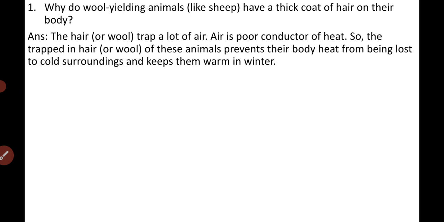The air trapped in the hair of these animals prevents their body heat from being lost to the cold surroundings and keeps them warm in the winter season. So this is the answer of question number 1. Let's move to the next question.